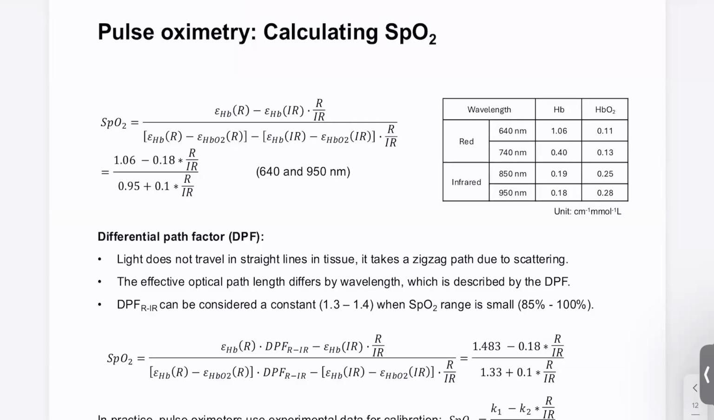Right. DPF R versus IR. So this is a ratio. Oh, I see. This is about 1.3 to 1.4. So that means red light travels a distance of 1.3 times that of IR.